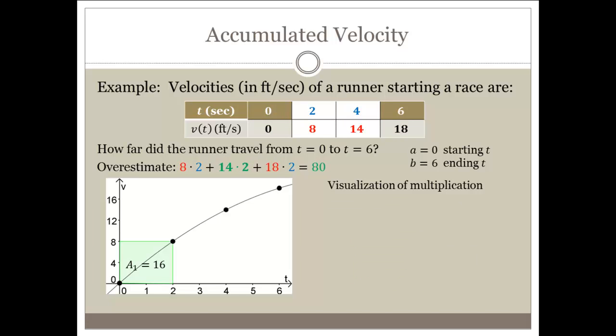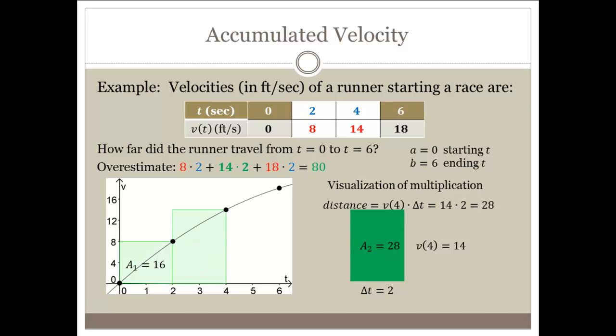Next, we looked at the time interval from t equals 2 to t equals 4. Here, we used that the runner traveled at most 14 feet per second for 2 seconds, so they traveled at most 28 feet. And we represented this with a rectangle of height 14 and width 2 for an area of 28, representing the 28 feet that the runner could have traveled. We then put this on our graph over the time interval from t equals 2 to t equals 4 to represent that the runner traveled at most 28 feet in that time interval.